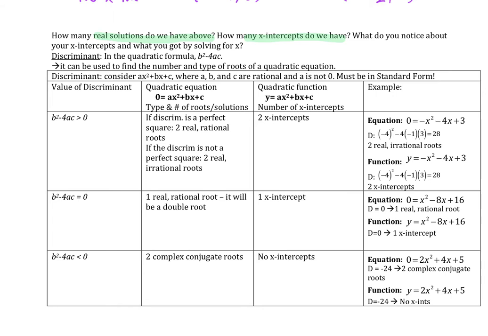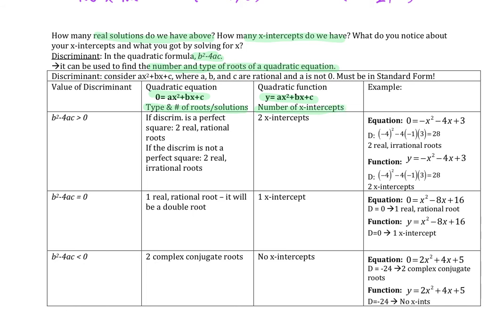Basically, when we related our solutions to our x-intercepts, we noticed that when they're imaginary, you don't have any x-intercepts. So the discriminant is basically the piece underneath the square root from your quadratic formula. We use it to find the number and type of roots for a quadratic equation, or the number of x-intercepts for a quadratic function. So for a quadratic equation, it's the type and number of roots or solutions. And for a function, we're looking at the number of x-intercepts.